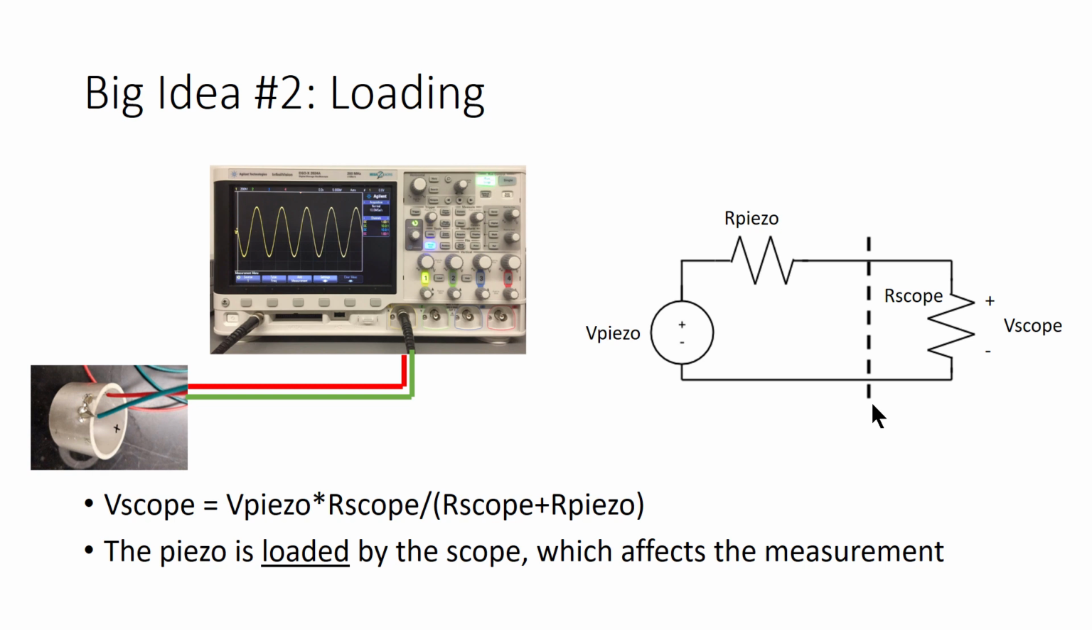Now, we can play special tricks to get around that, and much of E80 is learning what those tricks are and when to deploy them so that you can take good experimental measurements out in the wild. But one of the big ideas that you need to keep in your head whenever you're dealing with an electrical measurement is that your instrument or your circuit could be loading your measurement or your stimulus.